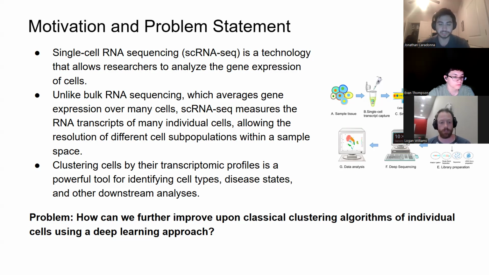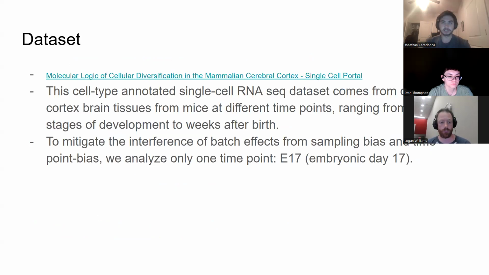So our model is taking that and making a deep learning approach: can we classify certain groups of cells based on their gene expression using a deep learning approach? Our data set is coming from an online database source, this mouse cortical brain development data set. These mouse brains were taken at various time points, and the RNA sequencing was done. We're only going to be looking at one time point to mitigate sample bias and to make sure that, when we're making our clusters, that's not having an effect on the model.